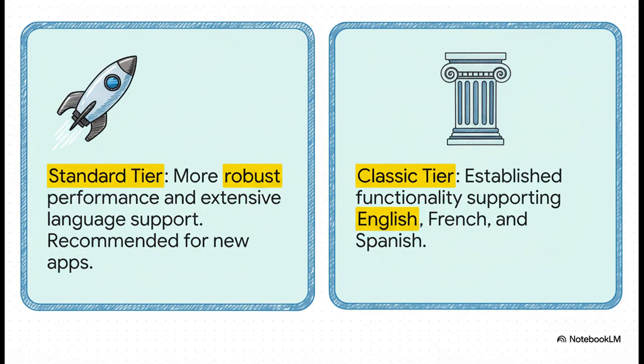You also get a choice between performance tiers for some of these policies. The new standard tier offers more robust protection and way broader language support, which makes it perfect for new applications. The classic tier provides the established functionality, which might be exactly what you need if your app is mostly working in English, French, or Spanish.